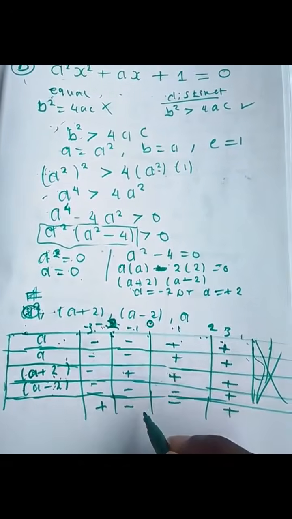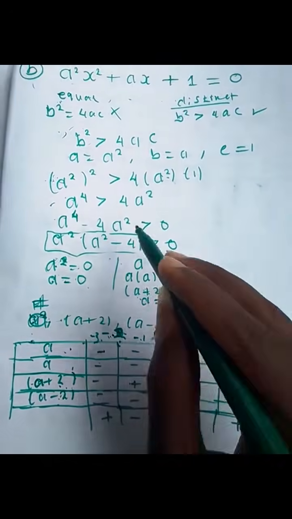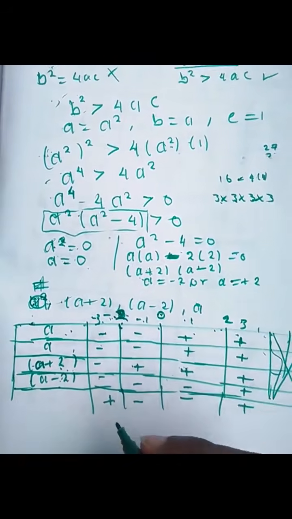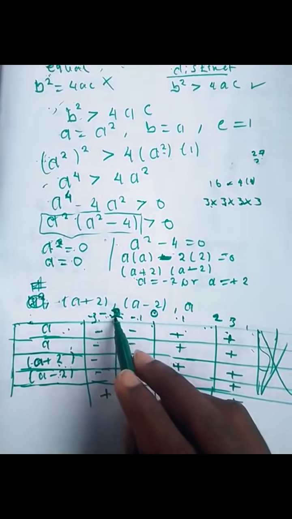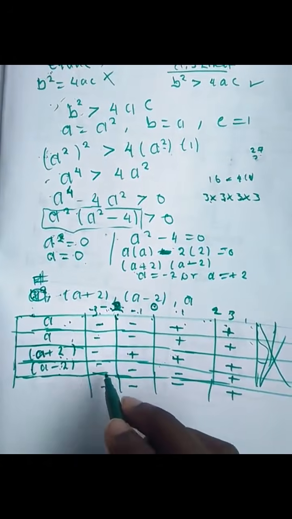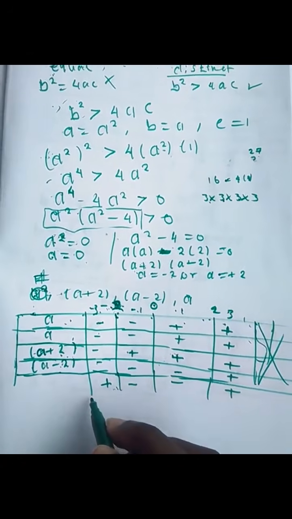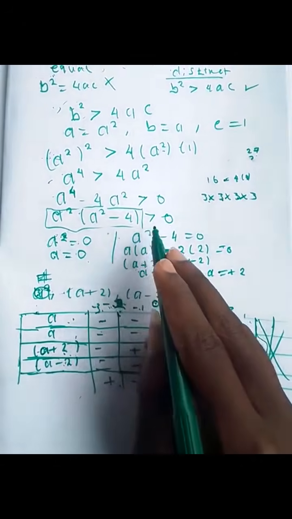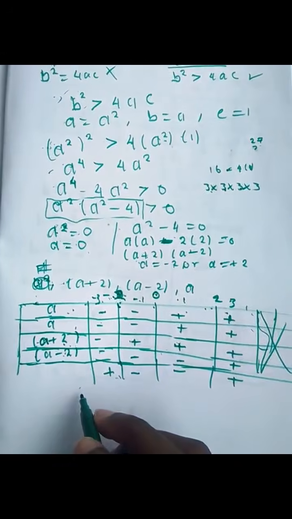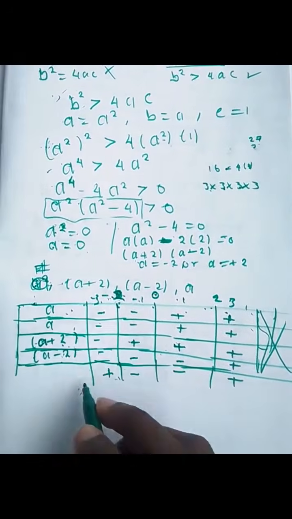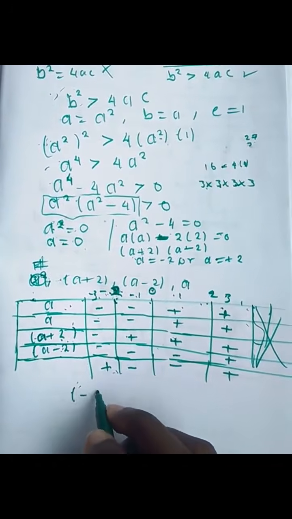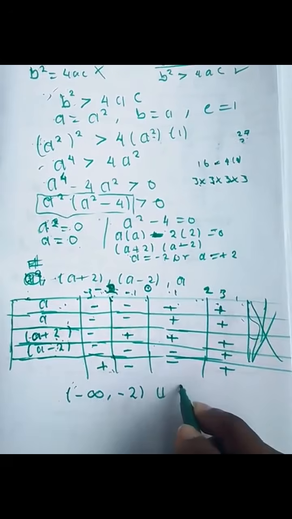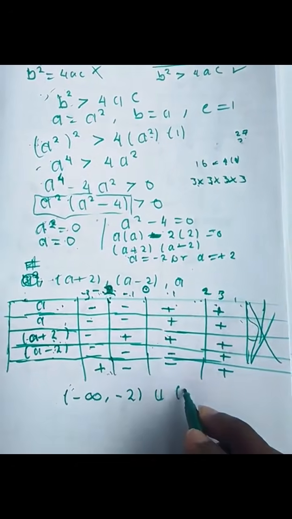So we're interested in the positive regions since there's a greater than sign here. Yeah, so the possible values of A are those values which are starting from negative 2. Since there's no equality here, negative 2 should not be part of the set. So from negative 2 going to the negative infinity, united with from positive 2 going to the positive infinity.